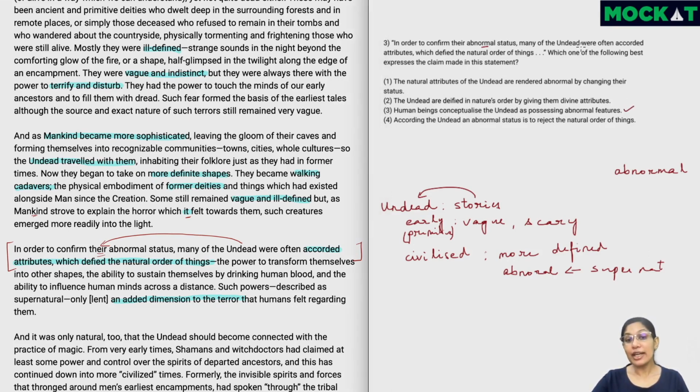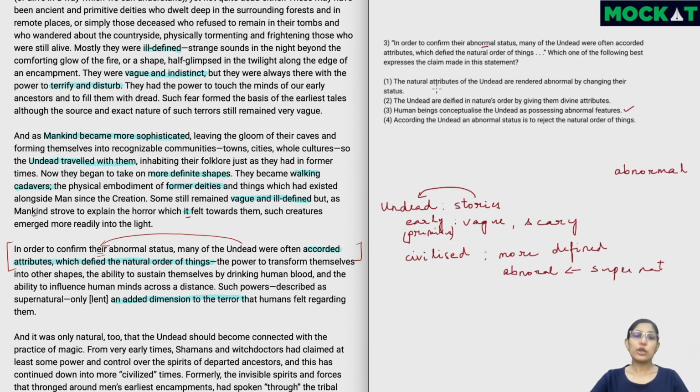Many of the undead were accorded attributes. They were given these attributes. Who gave them these attributes? Humans, of course. So human beings came up with these abnormal features for the undead. Remember, so far nowhere has the author said that the undead definitely exist. It's only been represented as stories and people's beliefs and all of that. So continuing using that line of reasoning, we can understand that it's humans who have come up with these abnormal features for the undead.